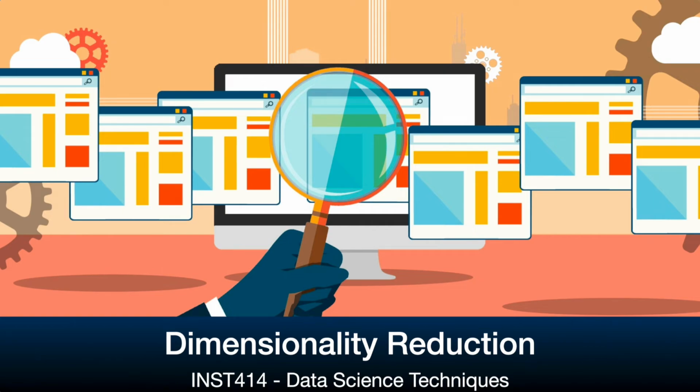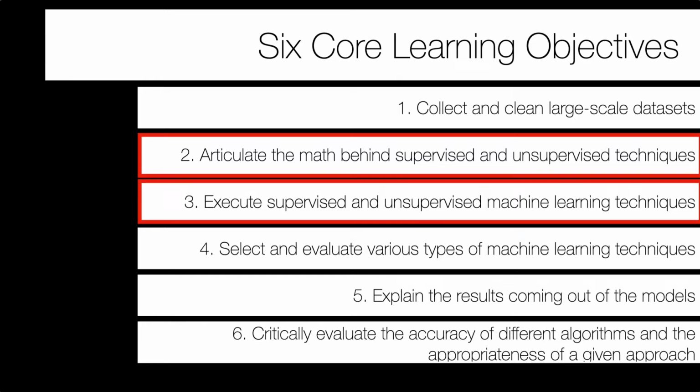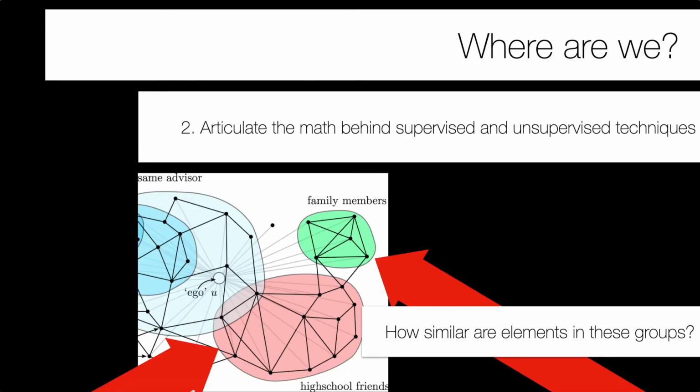Here we'll talk about dimensionality reduction. Recall the course is built around these 6 core learning objectives, and we've talked a good bit about the math behind these techniques when we're talking about distance or we're talking about centrality. Well, we're going to talk today about some of the unsupervised techniques for doing what's called dimensionality reduction.